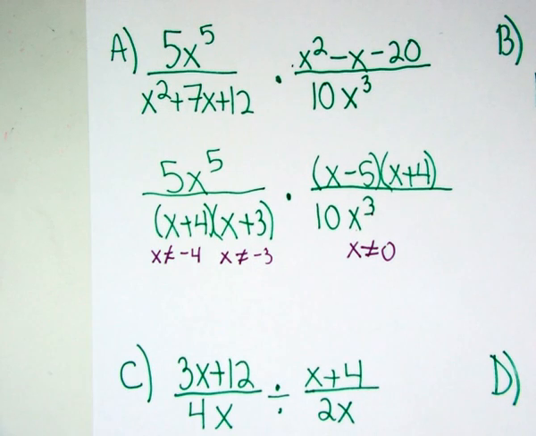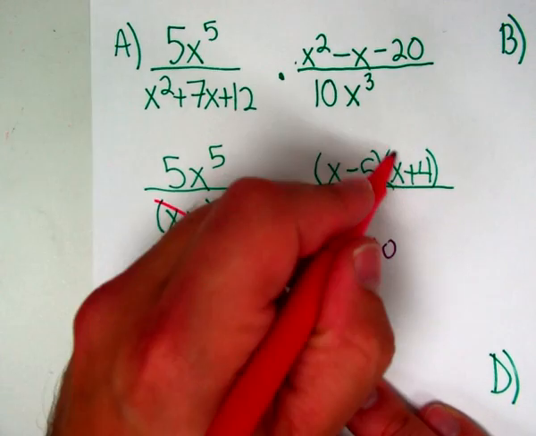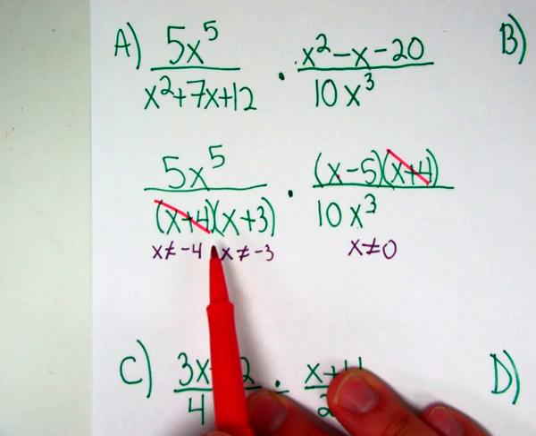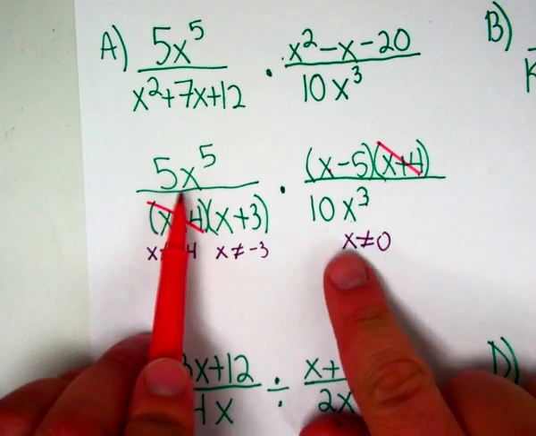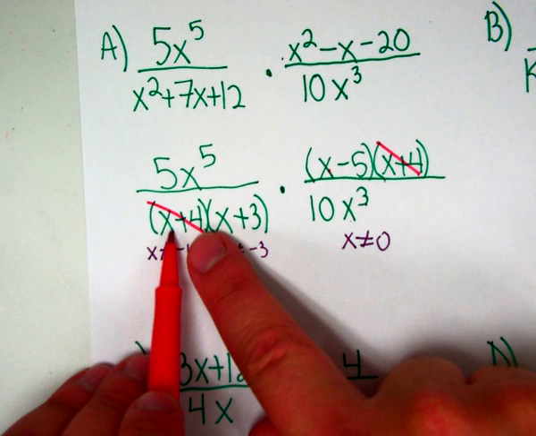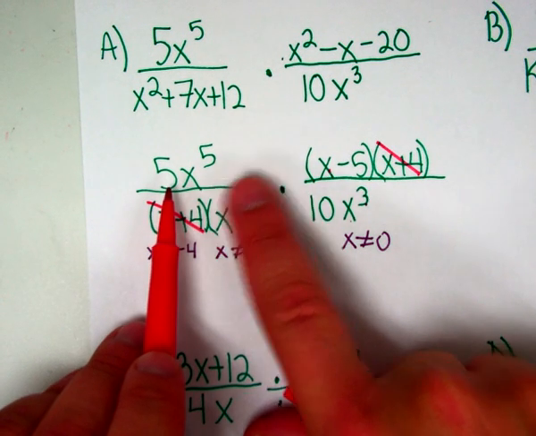So now let's reduce top to bottom with these. Well, if we look, we have an x plus 4 on the bottom and on the top. We have an x minus 5 and an x plus 3. We can't cancel those. Look at these values, though. Now, think back to last section. This is a monomial. These are binomials. Binomials cannot be broken up. Monomials can be reduced with other monomials.